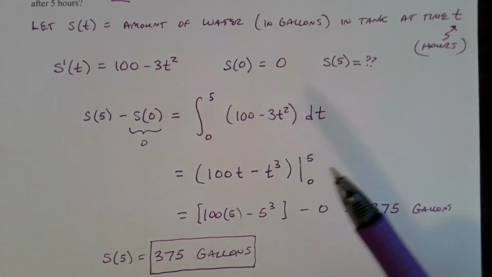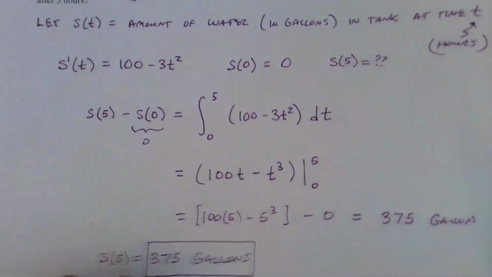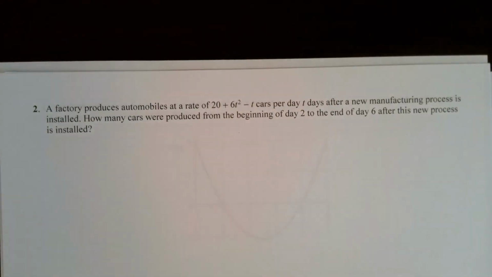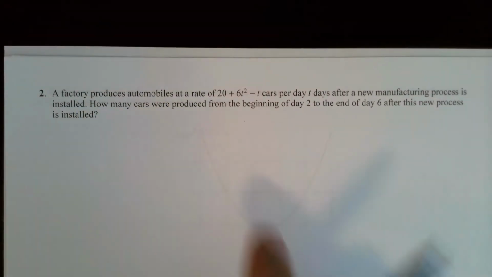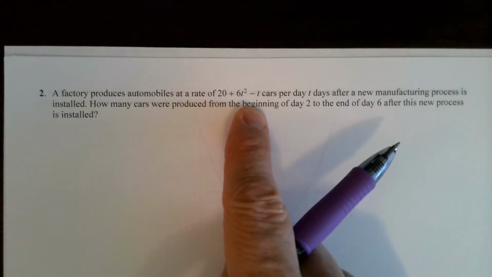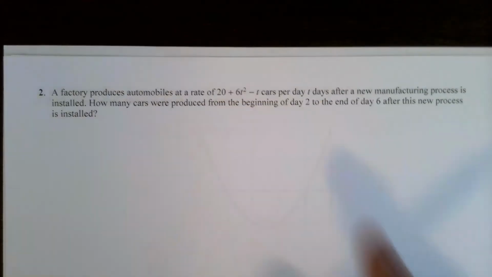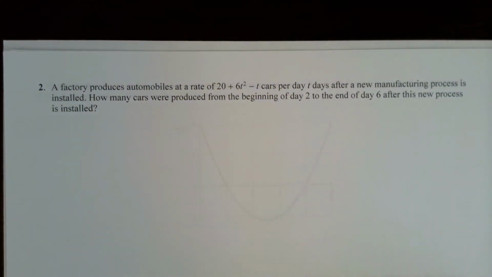Okay. Let's do another example. A factory produces automobiles at a rate of this many cars per day, t days after a new manufacturing process is installed. So how many cars were produced from the beginning of day 2 to the end of day 6 after this new process is installed? Okay.